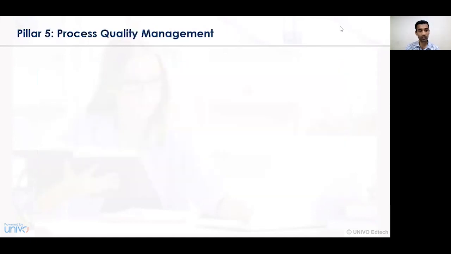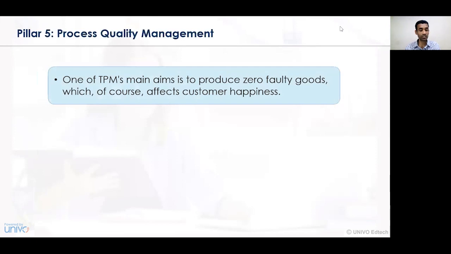The fifth pillar of TPM focuses on process quality management. So in terms of process quality management, one needs to assess and identify what the various processes are that one needs to follow and how those particular processes can be completed in a better way.